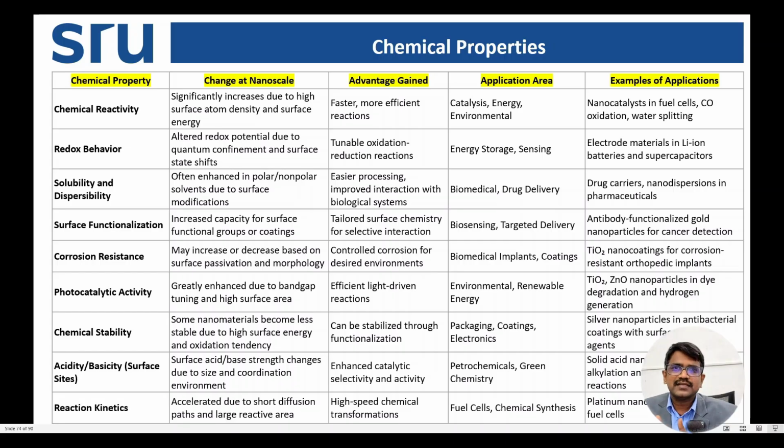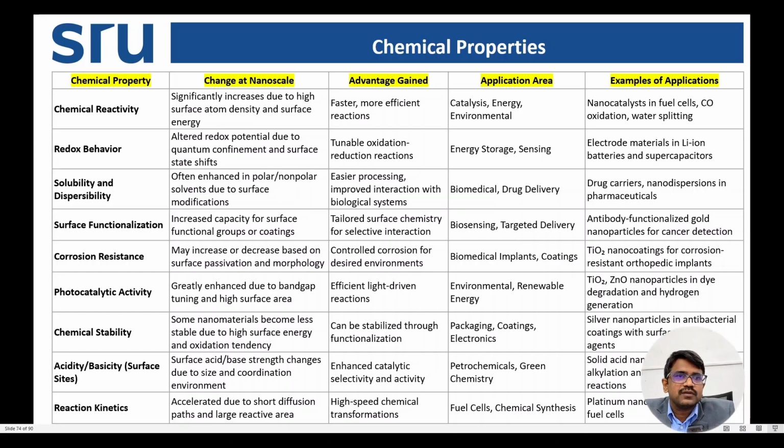If that material has corrosion nature, it will cause more damage. So we need to implant material which has corrosion resistance, right? It should be more durable. So in biomedical implants and also coatings, we need this nature. The material must have corrosion resistance.